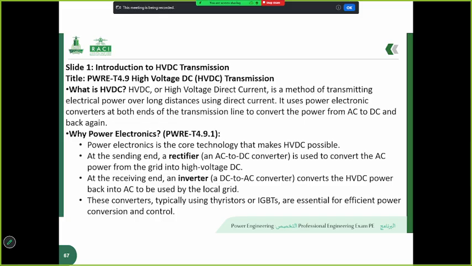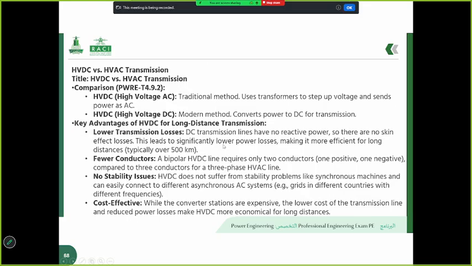At the receiving end, an inverter, which is a DC to AC converter, performs the opposite function, converting the HVDC power back into AC to be used by the local grid. These converters, typically built with high power semiconductor devices like thyristors or IGBTs, are the enabling technology that makes HVDC transmission possible and allows for precise control of the power flow.